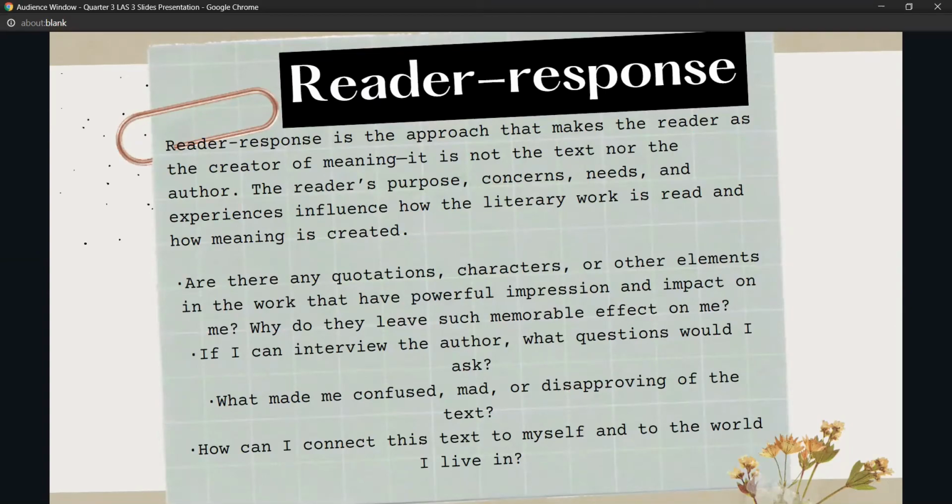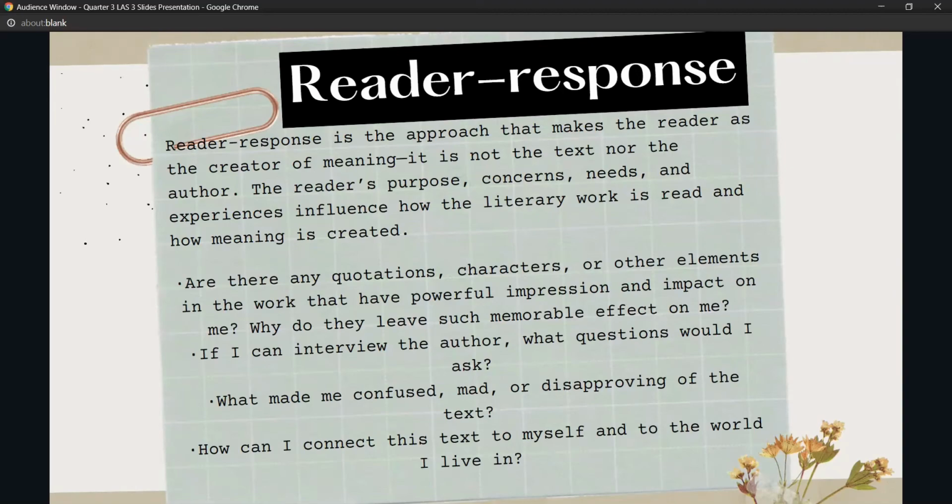Are there any quotations, characters, or other elements in the work that have powerful impression and impact on me? Why do they leave such memorable effect on me? If I can interview the author, what questions would I ask? What made me confused, mad, or disapproving of the text? How can I connect this text to myself and to the world I live in?